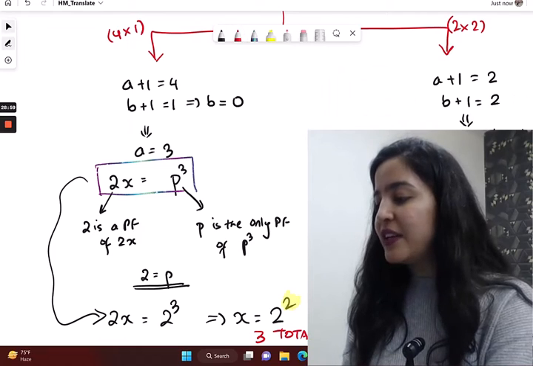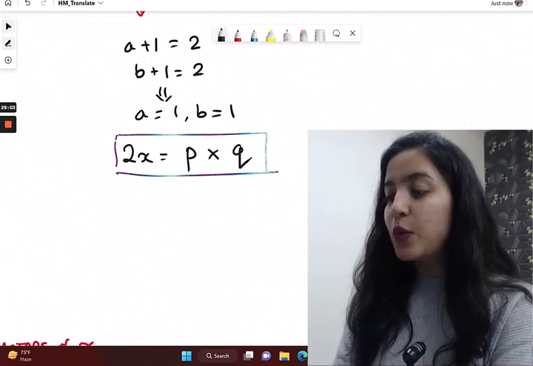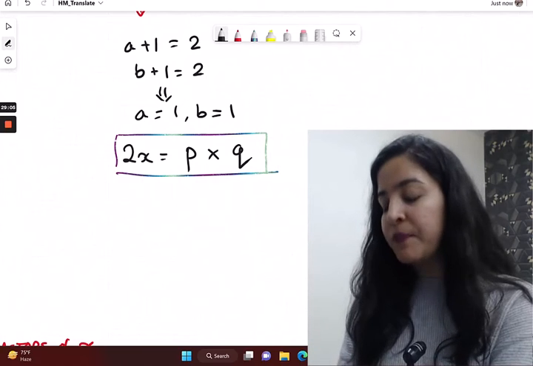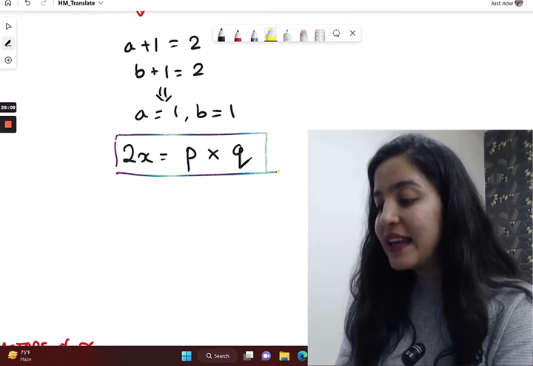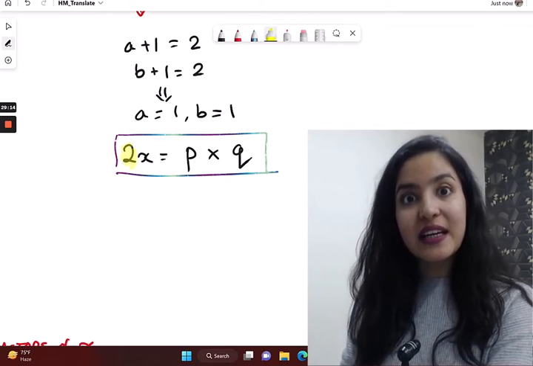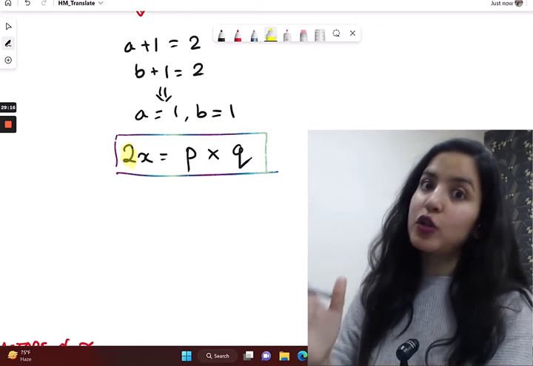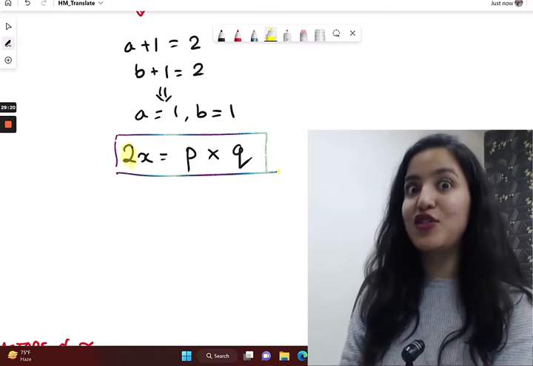Similarly, let's dive into the second one now. So 2x is equal to p times q. Now, what does this mean? On the left side, you can see that 2 is definitely a prime factor. Because left side and right side are equal, the right side also has to have 2 as a prime factor. So one of these, p or q, has to be 2.